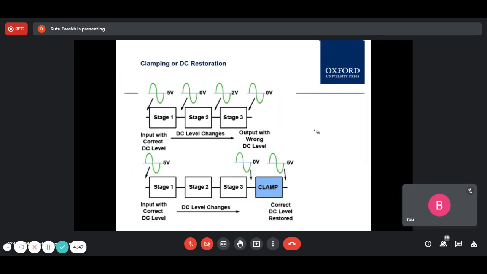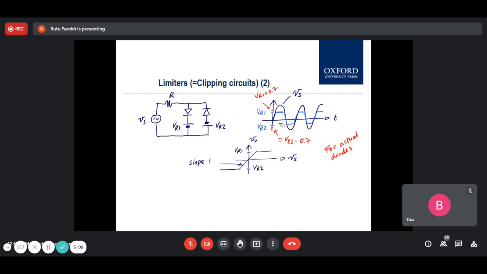So there is another topic that is known as clamping or DC restoration. Now, what is DC restoration? Anybody has an idea? Clamping, what is clamping? Clamping is nothing but you are changing the level of the signal. So as you can see here, this was, let's say, 0 volt and some positive volt. So the signal was symmetrical to this 0 volt, plus minus.